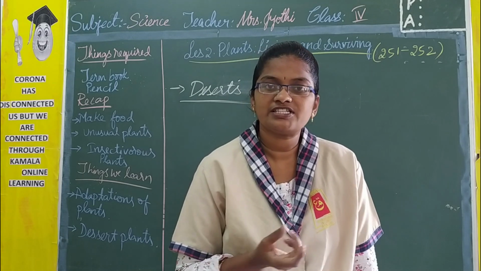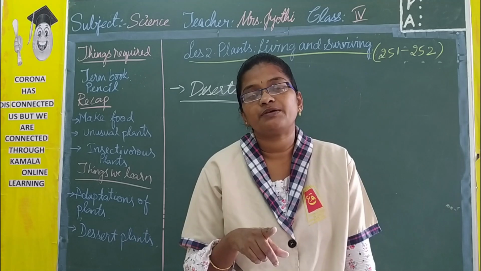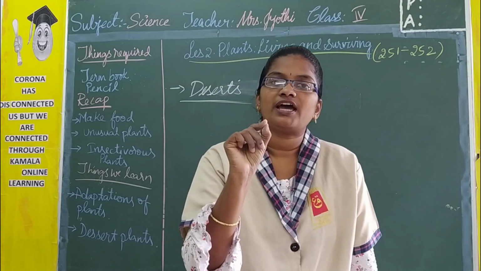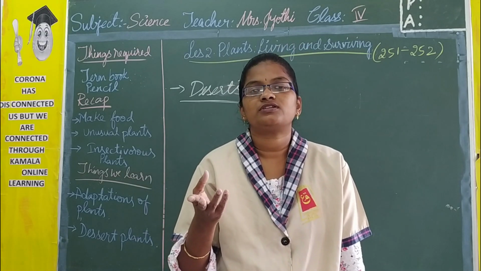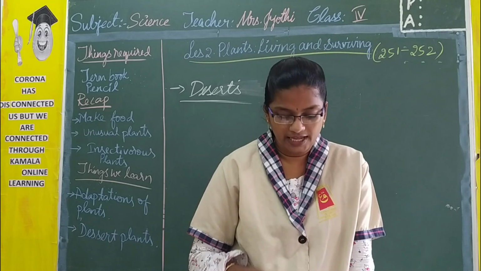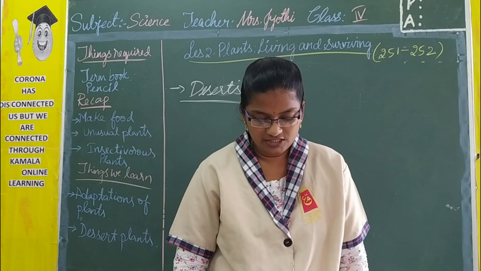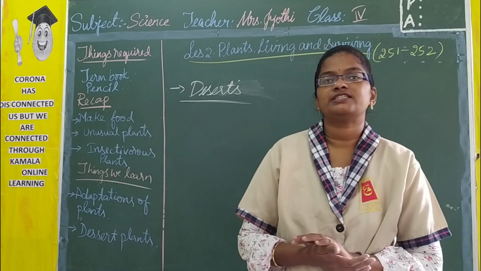So they have a thick fleshy stem, and only the stem prepares the food, and the leaves are very short and in the form of thorns, which help them to protect themselves from animals. And because of the leaves, the rate of transpiration in these plants is very low. So that is about the lesson.